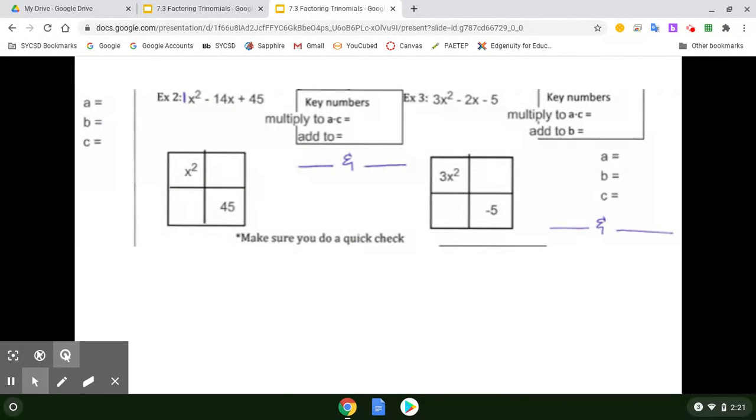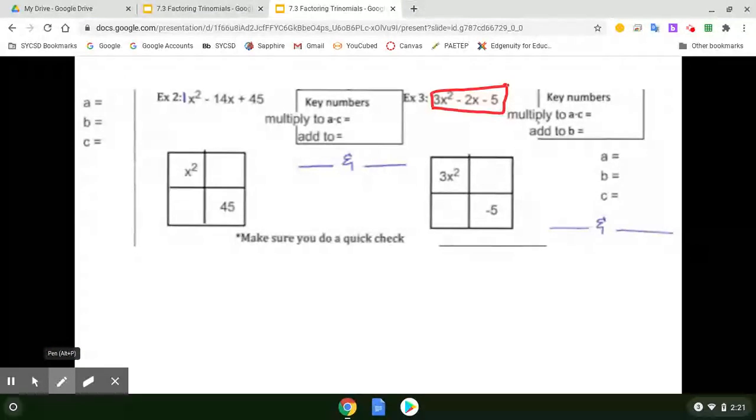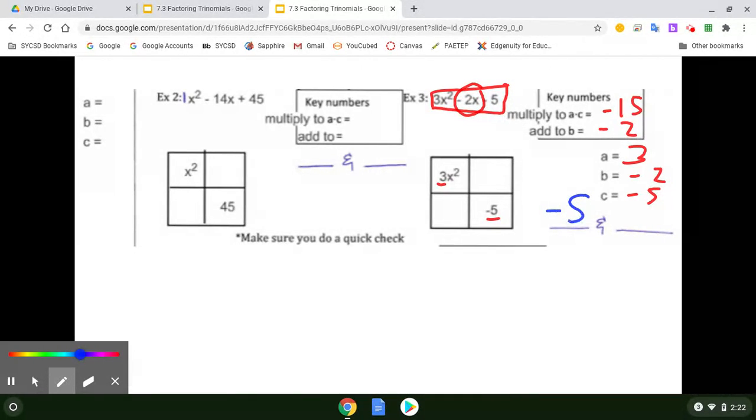Now looking at example 3, we are starting with 3x squared minus 2x minus 5. Our value of a is 3, b is negative 2, and c is negative 5. So our key numbers must multiply to negative 15 and add to negative 2, because remember, we are just trying to break up this negative 2x. So those two numbers are negative 5 and 3.